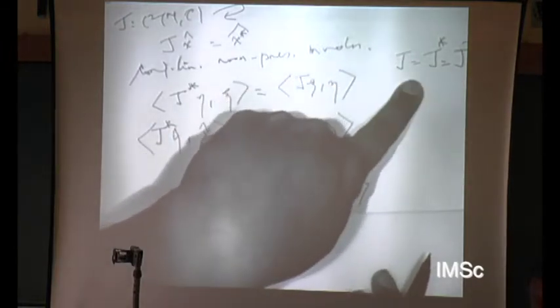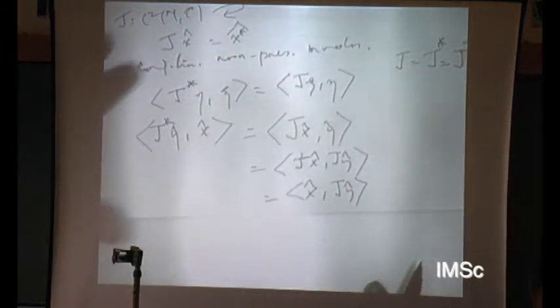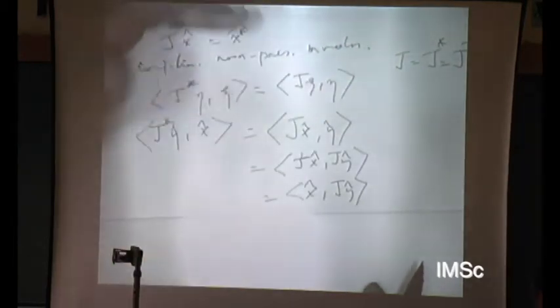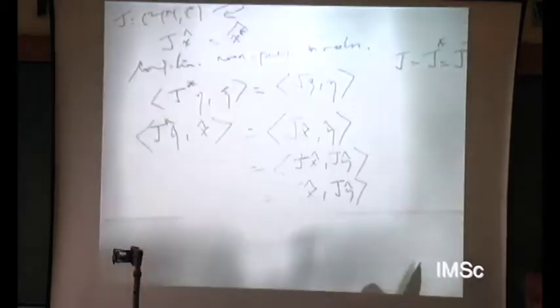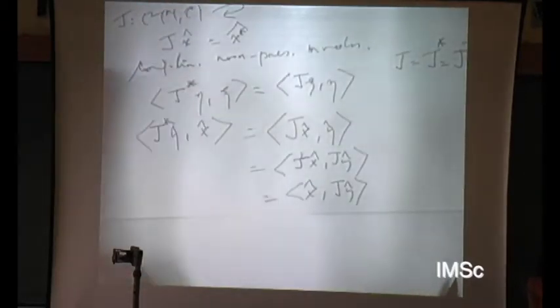Right? J squared being J inverse will mean unitary, and this is self-adjoint. So in the conjugate linear case, this will translate into J being self-adjoint and anti-unitary.